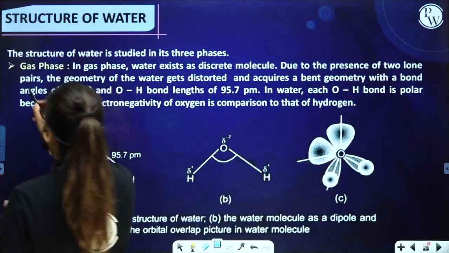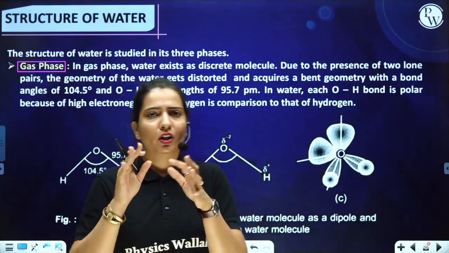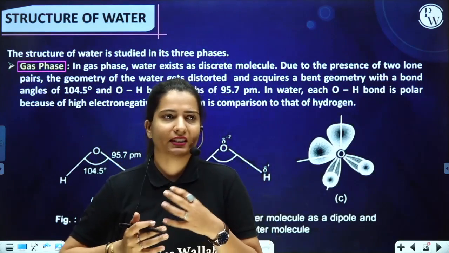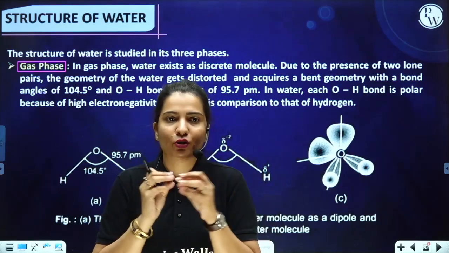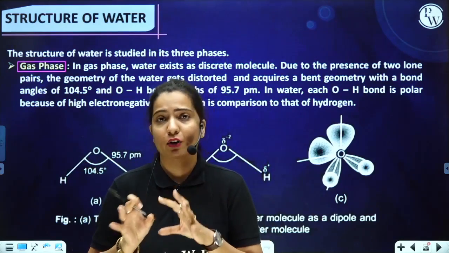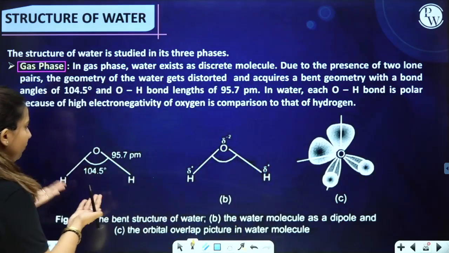Whenever you're talking about the gas phase of water, there are so many water molecules in the vaporized, gaseous, steam form. They are not associated with the help of hydrogen bonding. They are existing as individual molecules. So this is the molecule of water.